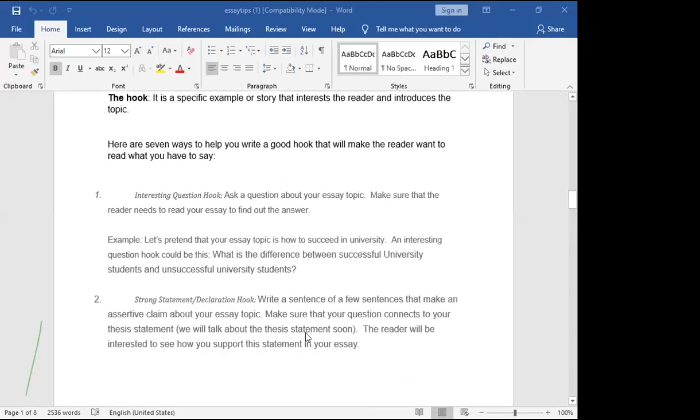Okay? Strong statement, even declarations. Write a sentence or a few sentences that make an assertive claim about your topic. Make sure that your question connects to your thesis statement. We will talk about the thesis statement in our next slide. So the reader will be interested to see how you support this statement in your essay. Boys and girls of my time, are you getting this right?